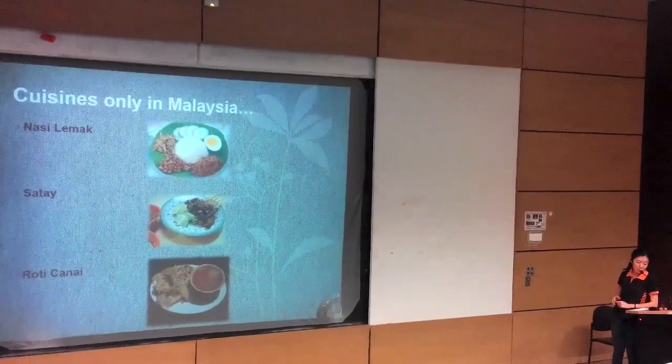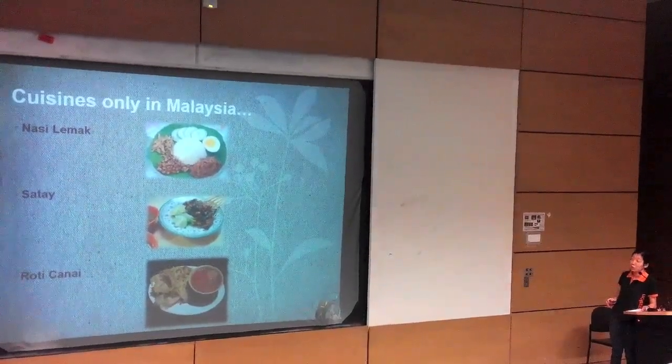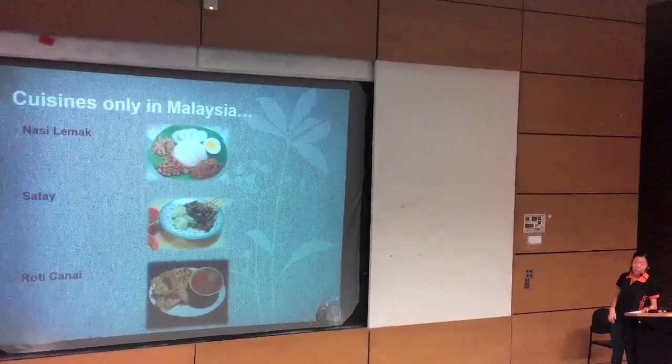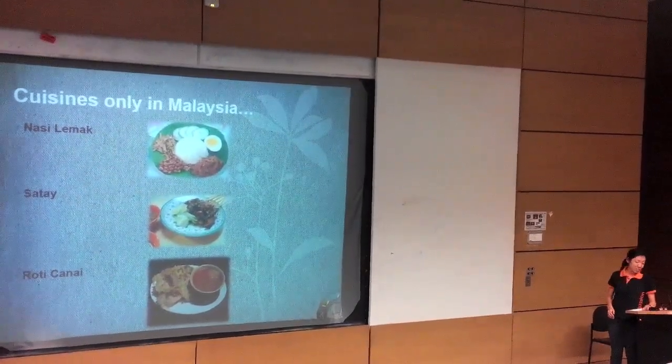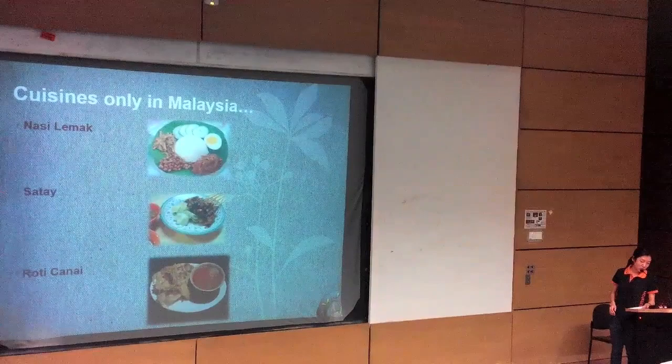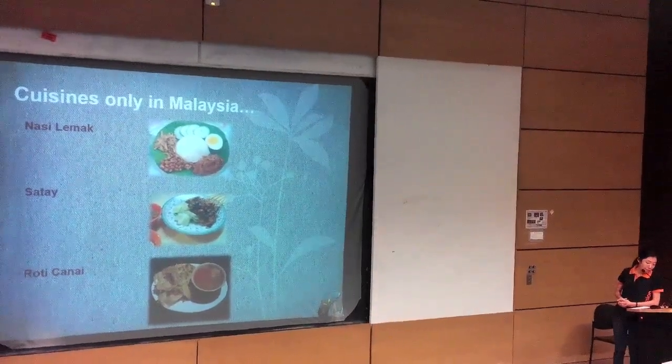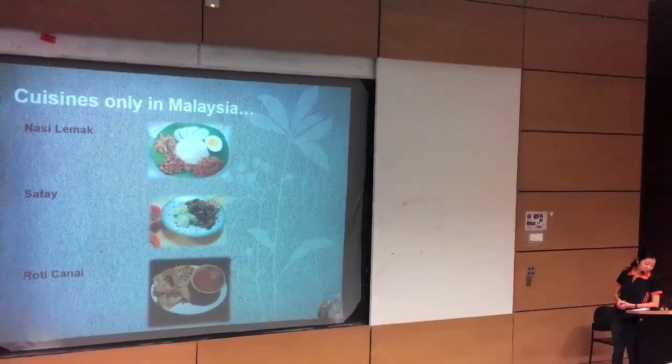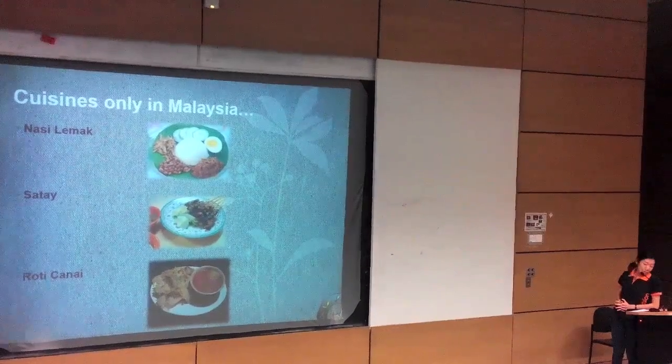Here is a small sampling of Malaysian food which is available at stores. The first one is nasi lemak. It's a rice dish cooked in coconut milk. Then the second one is satay. It's the most popular dish in Malaysia.